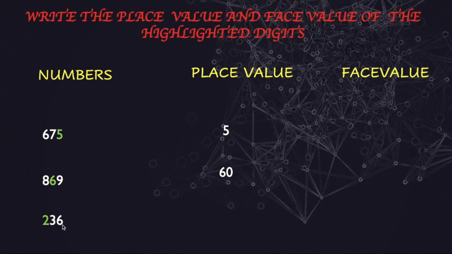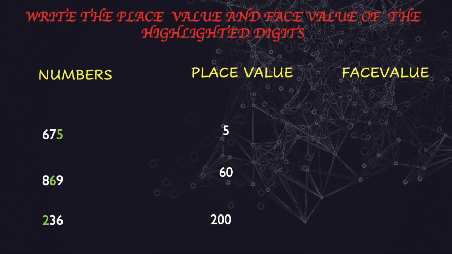236. So 6 is in ones place, 3 is in tens place and 2 is in hundreds place. 2 is being highlighted. So the value of 2 is 200. Place value means the value of the digit according to its position in the number, like ones, tens and hundreds. Next comes the face value.